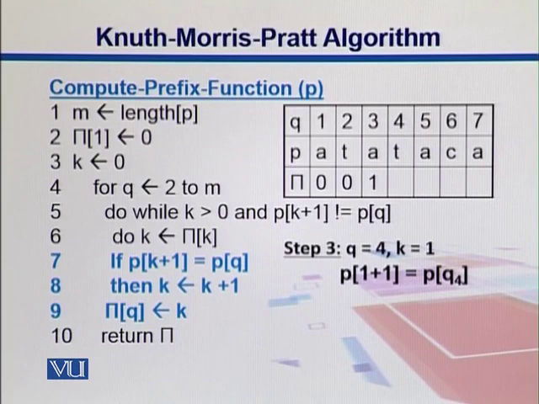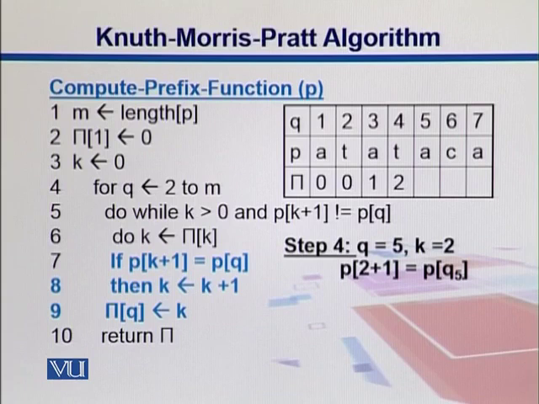So in this case, we increment the K. That is, now K becomes 1 plus 1, it becomes 2. And we put that value of K, as per line 9, in pi of Q. So that goes to 2, so we put that 2 over there. Pi of 4 now is equal to 2. This 4 is coming from the table, the row labeled as Q. So at the fourth position, we will put a value of 2.